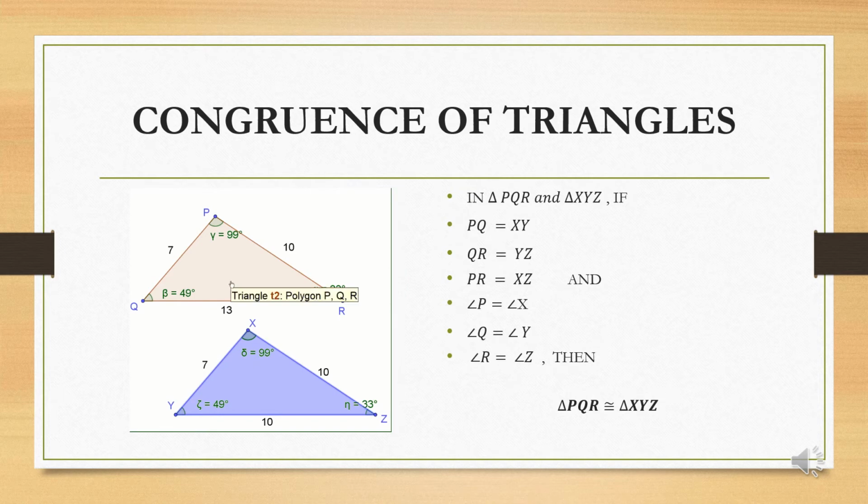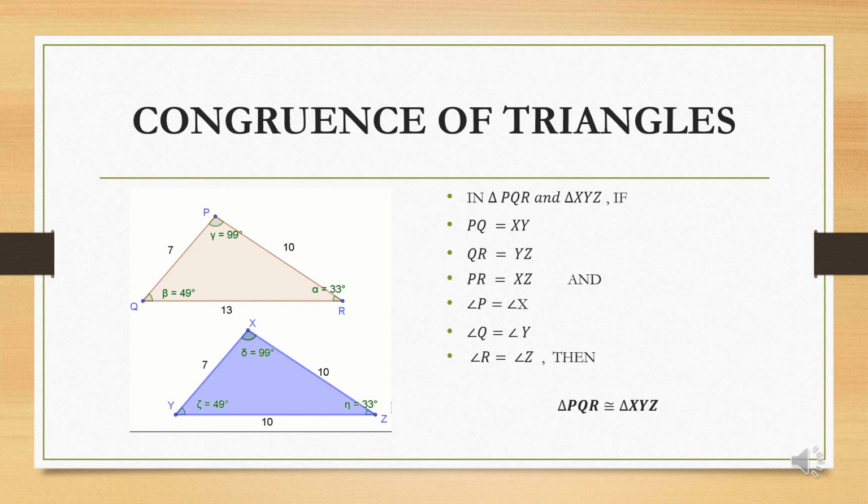So these sides and these angles are called the corresponding parts, that is PQ and XY, QR and YZ, PR and XZ, angle P and angle X, angle Z and angle R, angle Y and angle Q. They are the corresponding parts which fall over one another. You call them the corresponding parts of the congruent triangles. The vice versa is true as well.